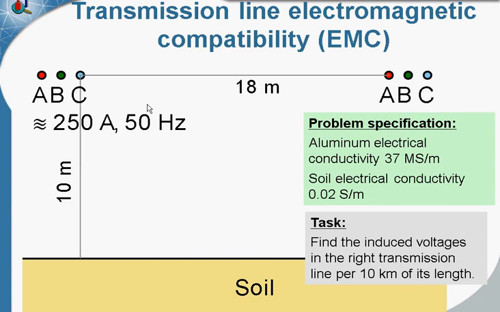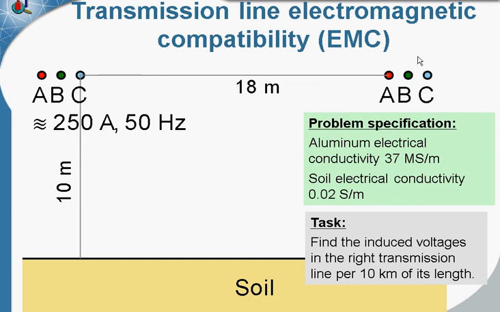Distance between the nearest conductors of two transmission lines is 18 meters. The left transmission line is energized by the three-phase current system. The current value is 250 amperes, the frequency is 50 Hz. Our task is to find the induced voltages in the right transmission line per 10 kilometers of its length.